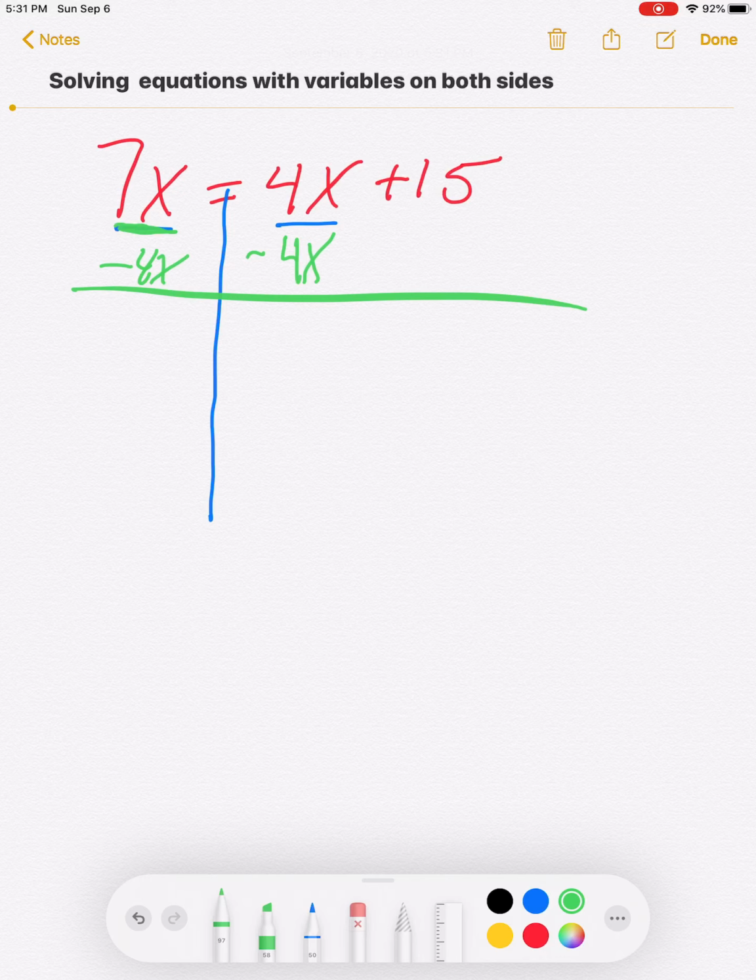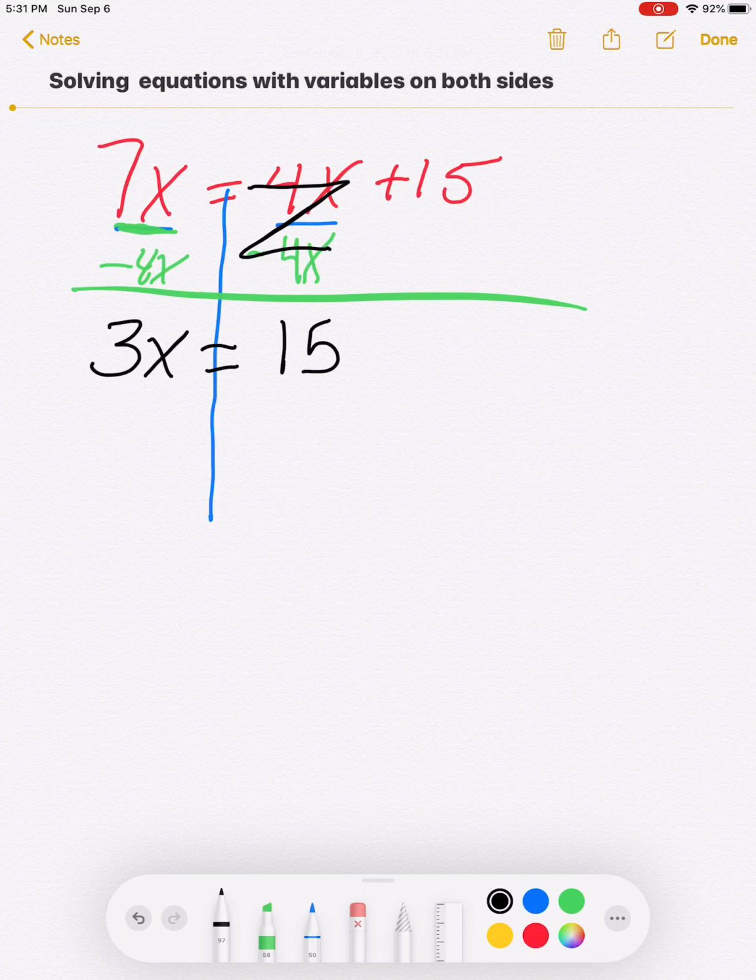So a positive 4x minus 4x is going to zero that out. So that becomes 0. I have a 15 left on this side. 7 minus 4 leaves me with 3x is equal to 15.